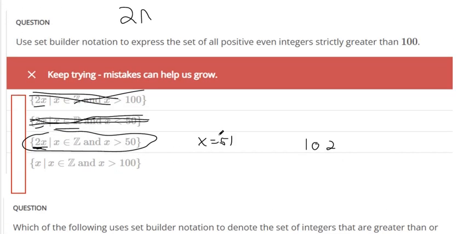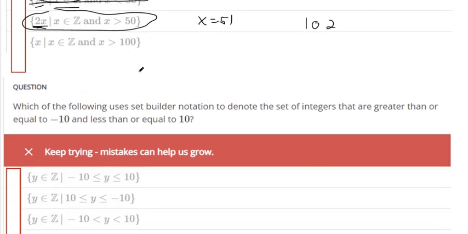So that's why this one's the correct option. Okay, I think that might help with these questions. Pick a number that satisfies this condition, plug it back into this formula, and see if it's matching this criteria up here. Like this formula says x has to be greater than 100. Okay, so let me try x equals 101. Does that work out? If I plugged 101 back into the original, I get 202. That is greater than 100, but that's not all the even integers greater than 100. So that's why I was able to rule that one out.